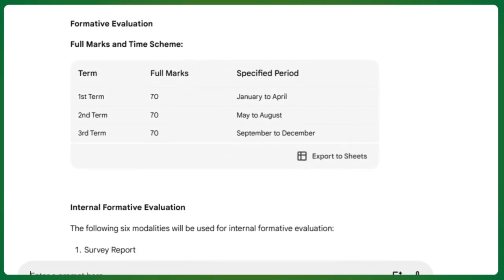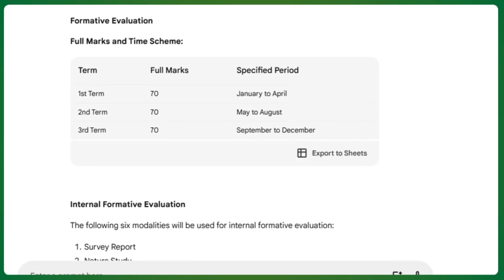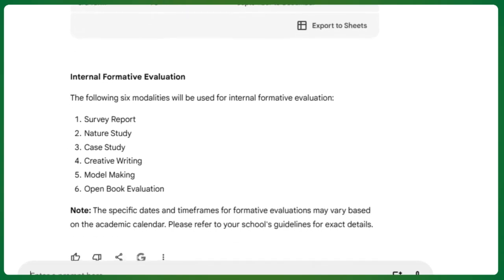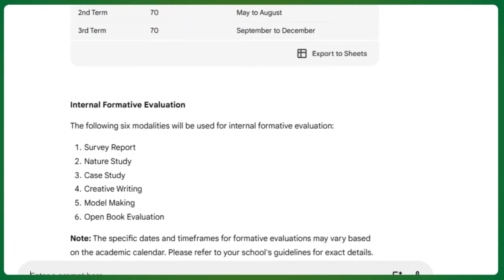And next formative evaluation, first term 70 marks, at January to April, May to August, and September to December. Internal formative evaluation, 6 modalities will be used for IFE: survey report, nature study, case study, creative writing, model making, and open book evaluation. So this is all about CCE.